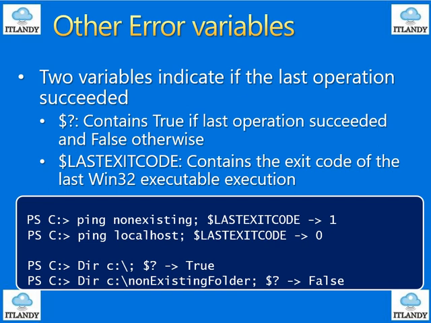Other error variables. Two variables indicate if the last operation succeeded. $? contains True if the last operation succeeded and False otherwise. $LASTEXITCODE contains the exit code of the last Win32 executable execution. Ping, non-existing.